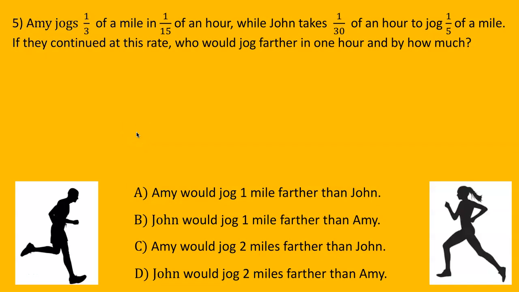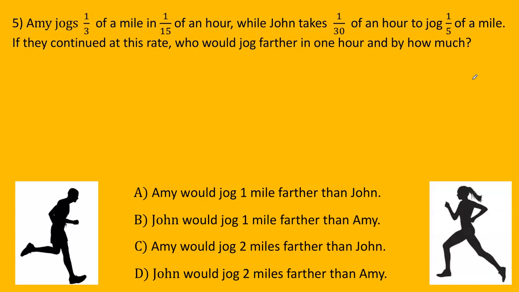Unit rate problem number 5. Amy jogs 1/3 of a mile in 1/15 of an hour, while John takes 1/30 of an hour to jog 1/5 of a mile. If they continued at this rate, who would jog farther in 1 hour and by how much?